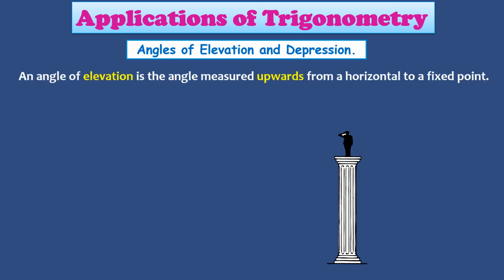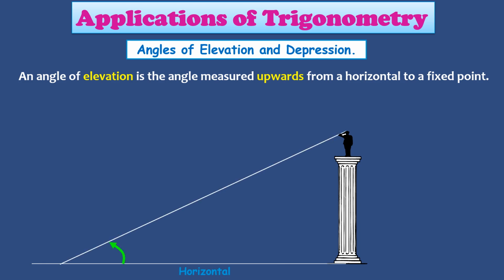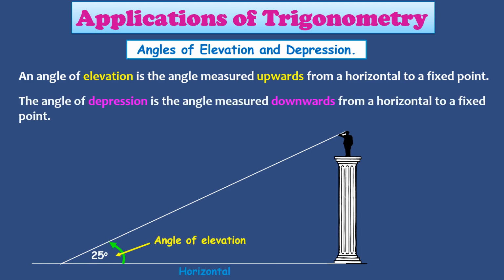First of all, an angle of elevation is the angle measured upwards from a horizontal to a fixed point. In other words, it will be someone on the ground looking up at the top of the tower, and that would create an angle of elevation. So in this case, the angle of elevation is looking up.